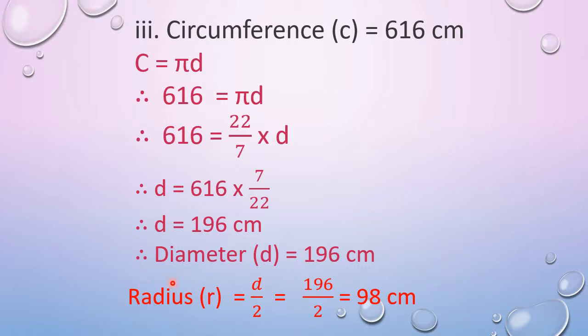From this we can find out the radius of the circle. So radius is the half of the diameter. So radius is equal to d by 2. So that is 196 by 2 is equal to 98 centimeter. So radius is 98 centimeter.